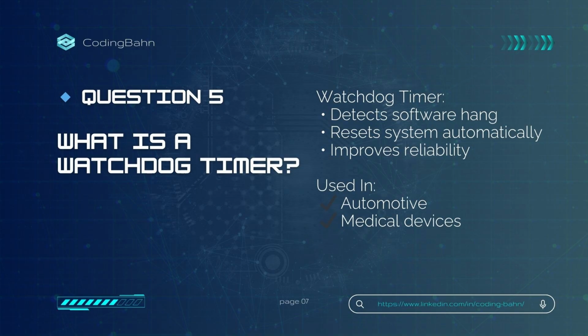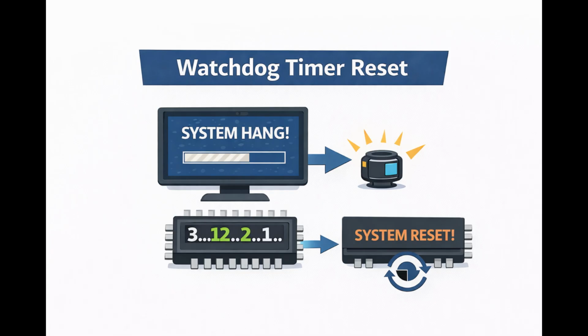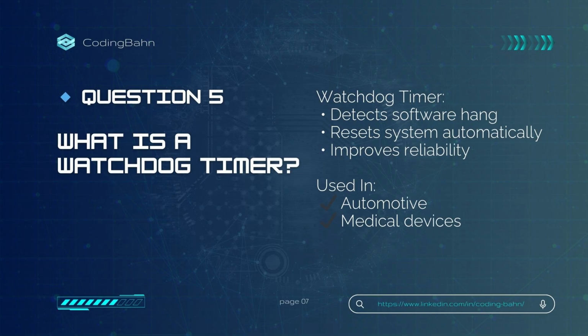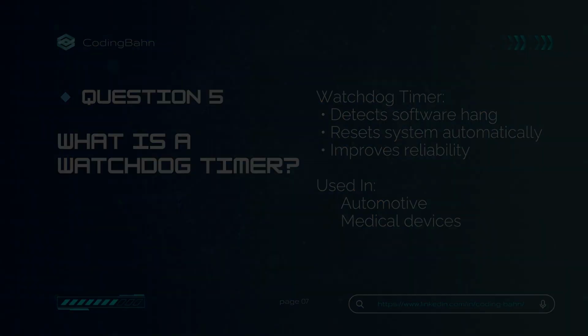Question 5. What is a watchdog timer? A watchdog timer is used to recover a system from software faults. If the software hangs and fails to reset the watchdog timer, the system automatically resets. This is very important in safety critical systems like automotive and medical devices. Always say reliability and fault recovery.